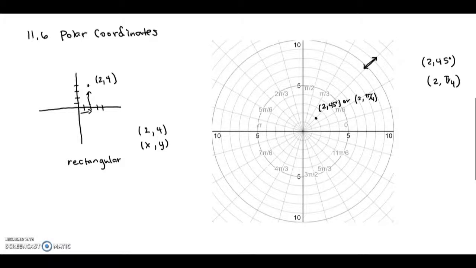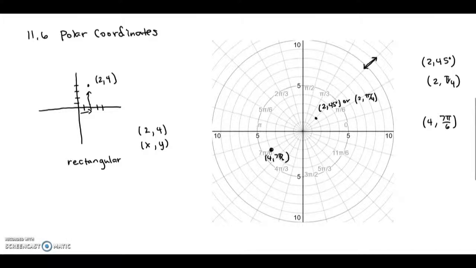Let's say that we wanted to do (4, 7 pi over 6). Okay, so we're going to go out 4 units from the center along the line 7 pi over 6. So here's the line 7 pi over 6. It's marked for us. And we're going to go 1, 2, 3, 4 units out from center. And that's going to be our point (4, 7 pi over 6). Okay, so pretty similar to what we were doing with the circles. The radian measure or the degree measure is the same place on the graph, and then you just count out the radius from the center.